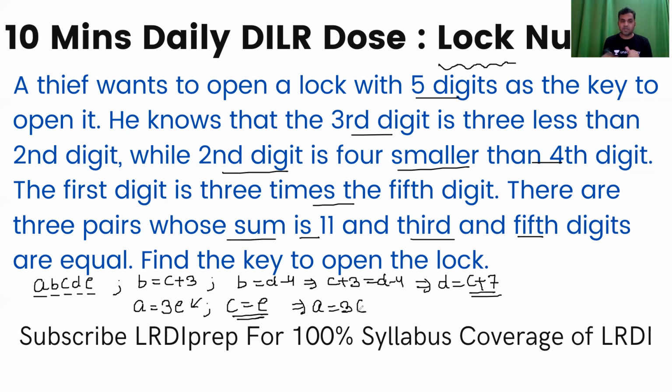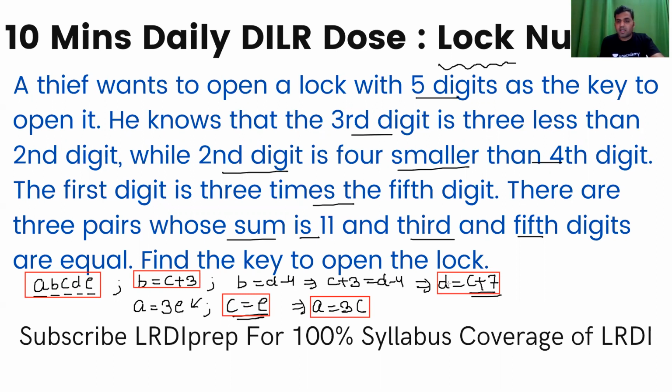So if I use this relationship in this equation, I can say that A will be equal to 3 times C. Now you see that I have represented B in terms of C, right? A is also represented in terms of C, E is also represented in terms of C. So every digit that we have in this 5-digit number has now been represented in terms of C.